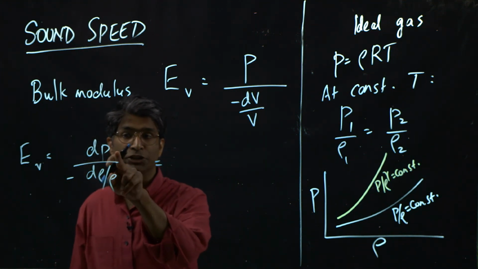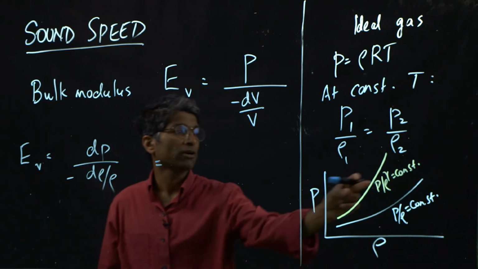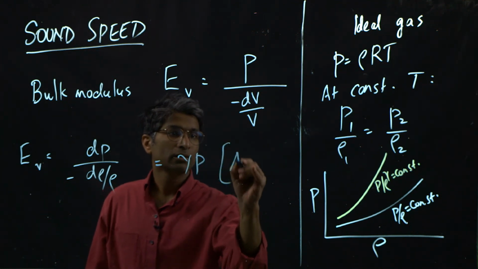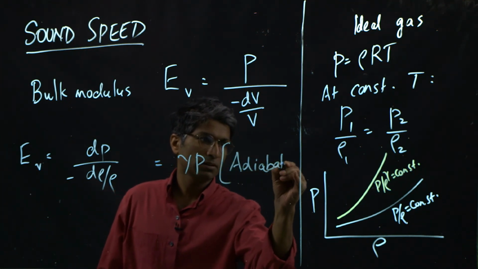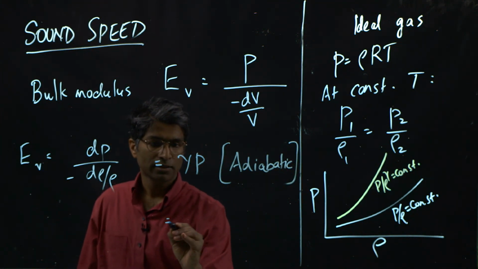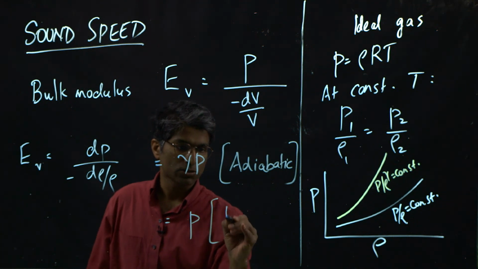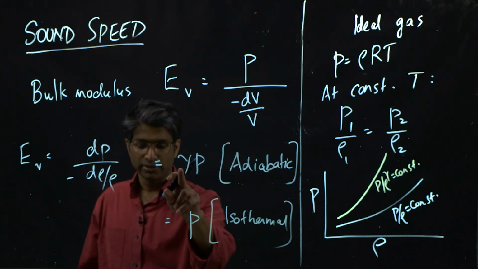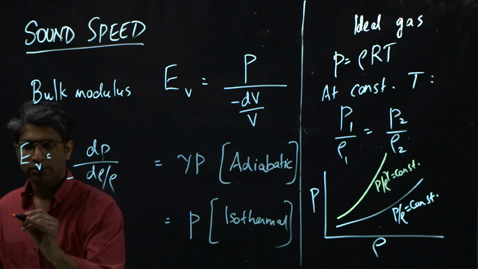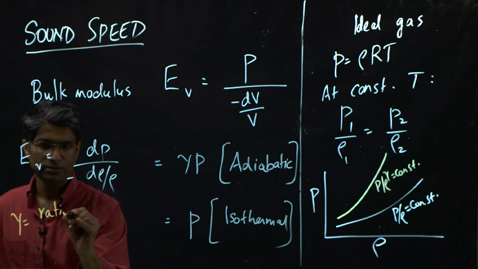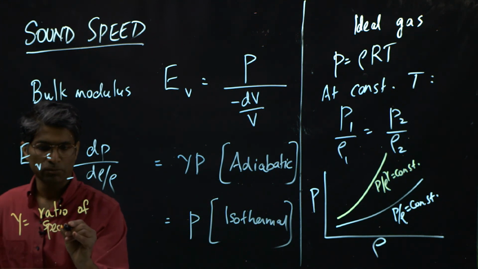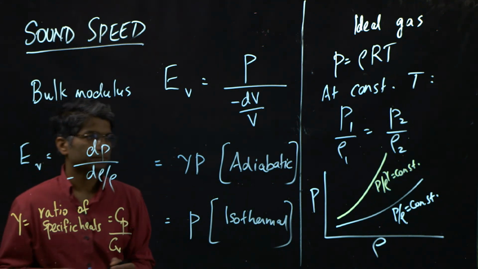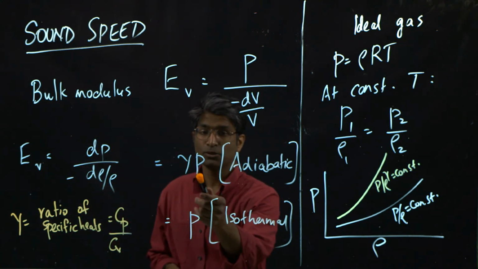You'll find when you plug in dP d rho from this expression that for an adiabatic process, you get gamma P, and in the other case, for an isothermal process, you just get the pressure. And this gamma, if you recall from thermo, is the ratio of specific heats at constant volume and constant pressure. So you get two different values.